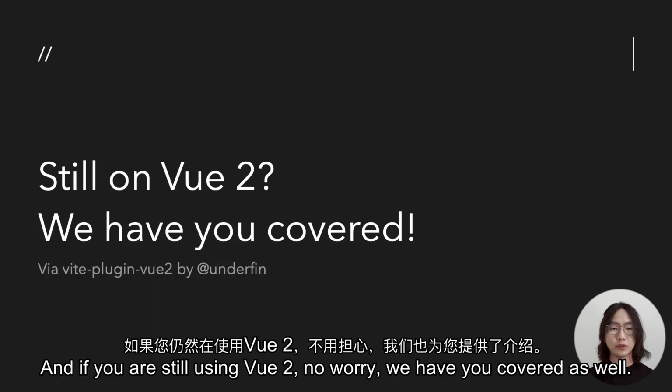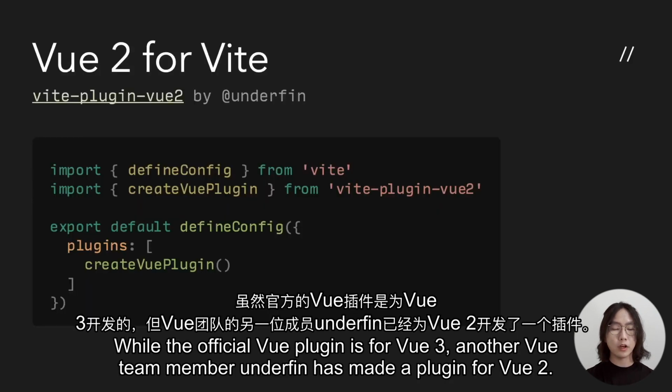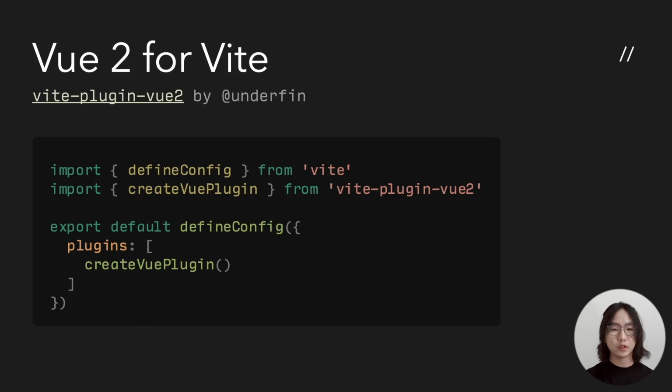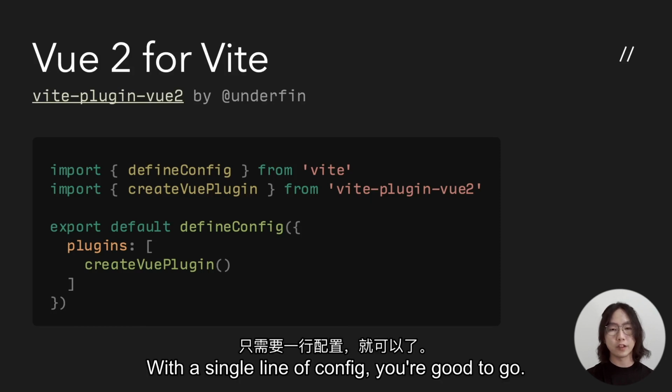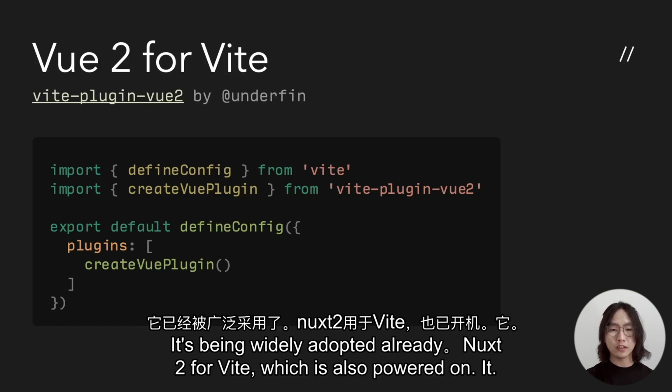And if you are still using Vue 2, no worry, we have you covered as well. While the official Vue plugin is for Vue 3, another Vue team member, Underfin, has made a plugin for Vue 2. With a single line of config, you are good to go. It's been widely adopted already. Nuxt 2 for Vite is also powered by it.